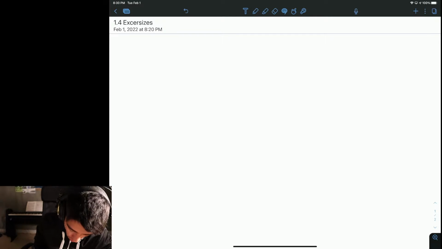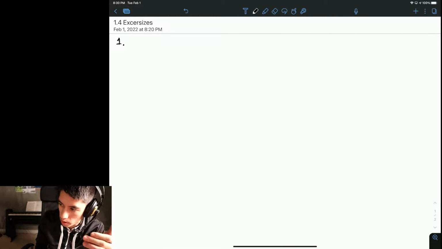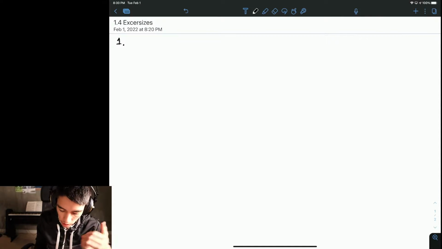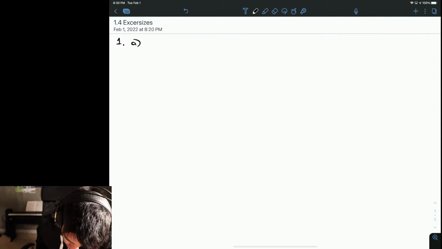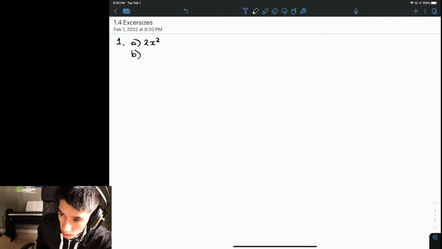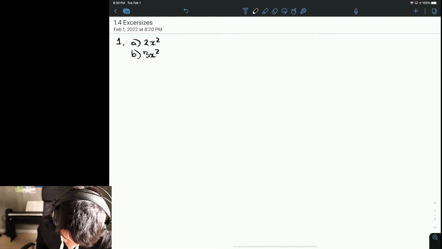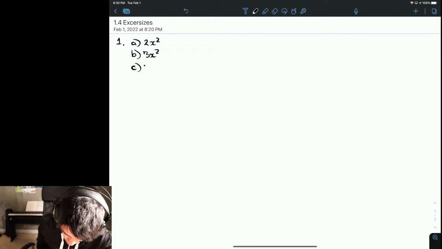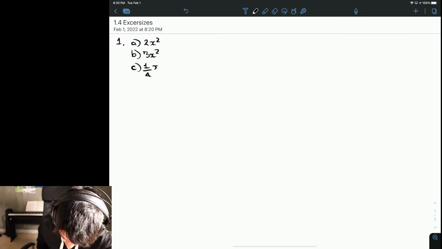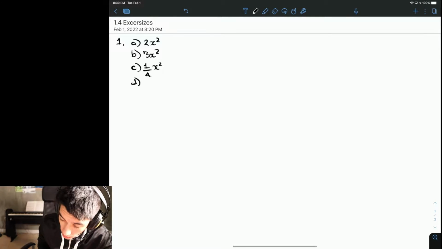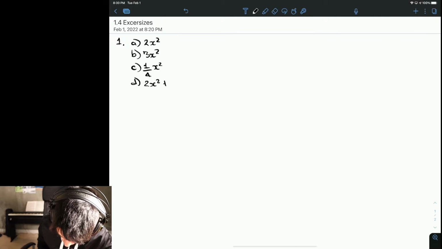So, question 1 asks, what happens to the area underneath a parabola when the parabola is defined as various functions? The first is when the parabola is defined by 2x squared. The second is 3x squared. Third, a quarter times x squared. Fourth looks like 2x squared plus 1. And then finally, the general case, a times x squared plus 1.